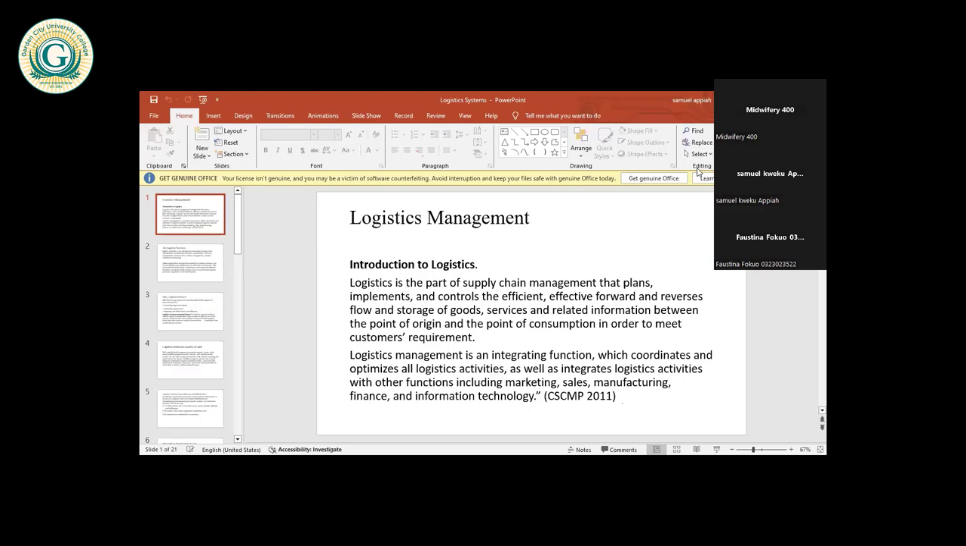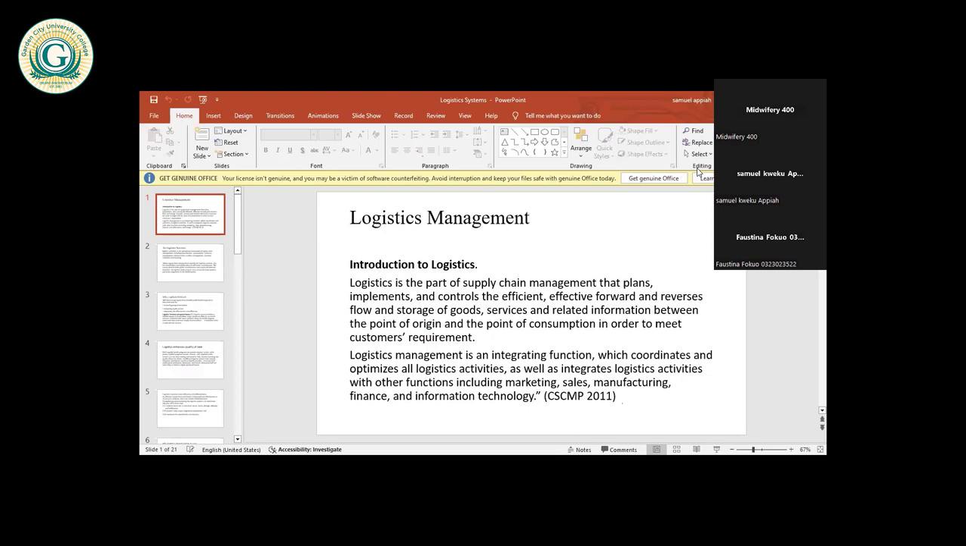And then when they talk of storage of goods, the other aspect of logistics is to ensure that the goods are stored in the appropriate condition or appropriate temperature. You know that some goods require special storage devices. So one of the tasks of logistics is to ensure that you have the right storage equipment in place, and then other services, and then related information.